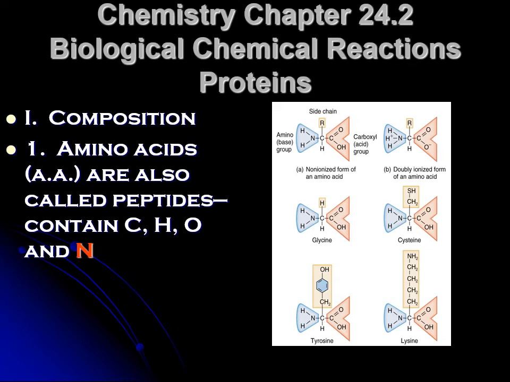Take a look at the 4 amino acids. We have glycine, cysteine, tyrosine, and lysine. Each of them has a different side chain. One of them has an H, one has an SH and a CH2, and the other has a very large, complex group, and the lysine has a hydrocarbon chain attached to an amine group. All those amino acids are different, and they're different because of their side chains.